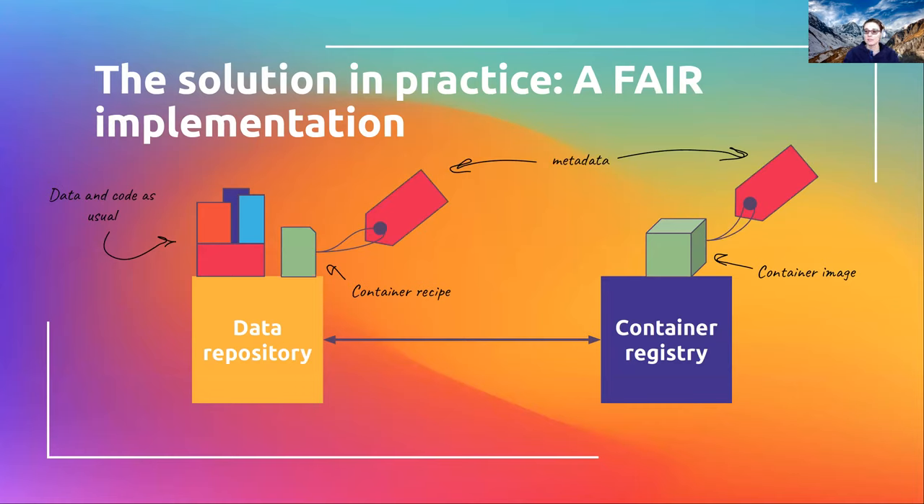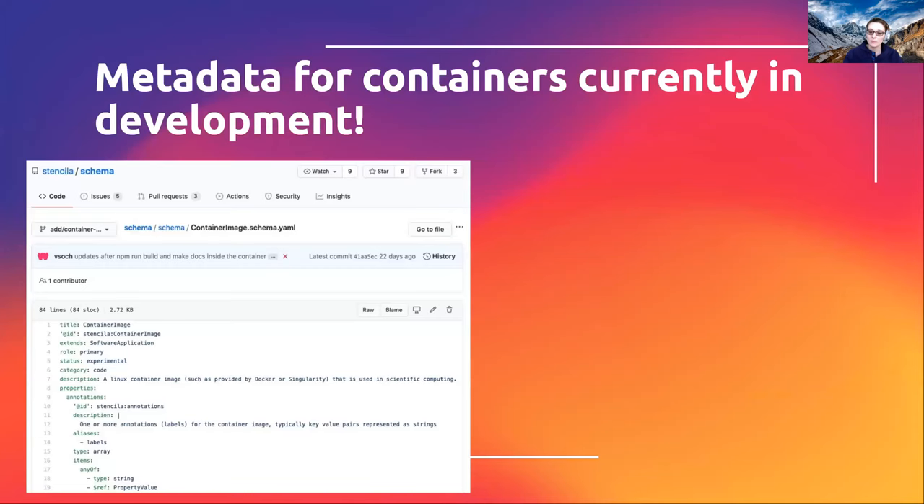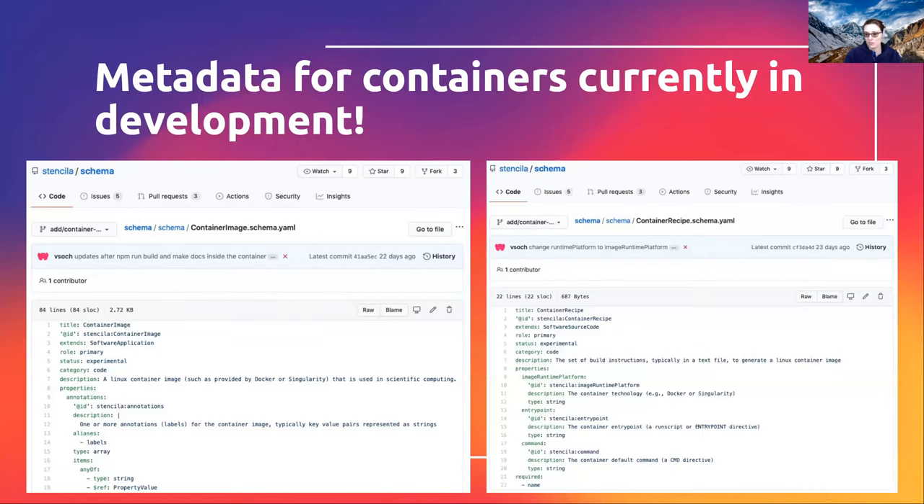However, to make this FAIR, we need metadata to document this container recipe and to document this container image on the registry. And there are still no recognized standards on how to document this in metadata. However, I have good news for other container enthusiasts like myself. This is currently being developed and discussed. Here we have a draft of a container image metadata schema and a sister schema for the container recipe. This is currently being discussed, and they are inviting people to comment and give their suggestions, so if this is of interest to you, have a look at this draft.